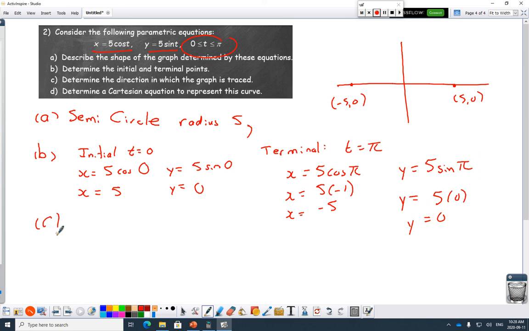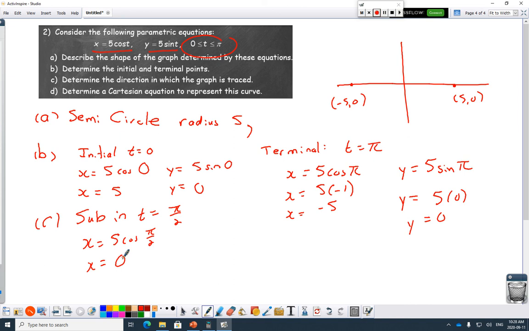How many more points are you going to need? One more point will do to decide which way we're going to go. Sub in t equals between 0 and pi. Any number will do between 0 and pi. Pi over 2 would be a great choice. x equals 5 cos pi over 2. Cosine of pi over 2 is 0.